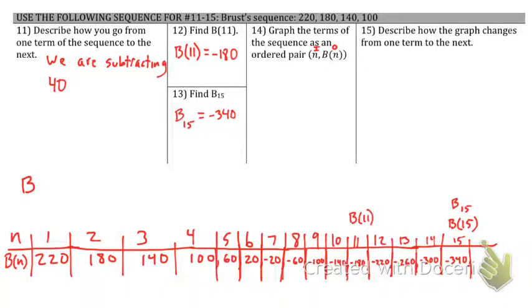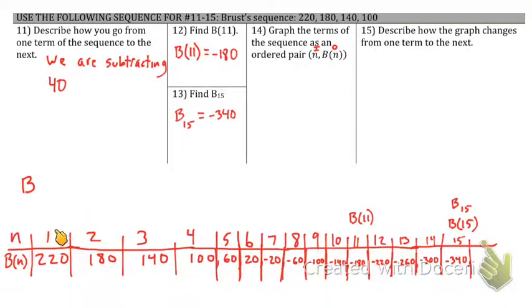Okay, pretty simple. Number 14, graph the terms of the sequence as an ordered pair. So we're only going to graph what we were given. We're not going to graph the whole thing. So we're going to graph the first term, second term, third term, and fourth term.